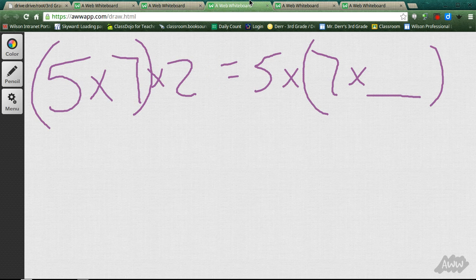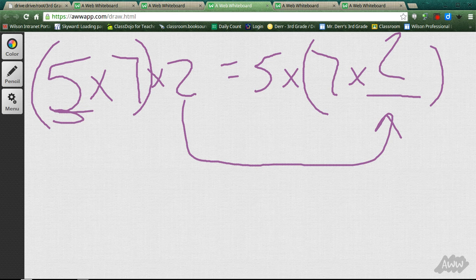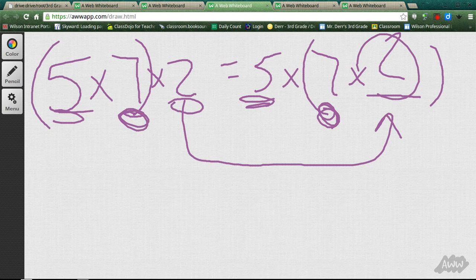So let's try that if we have 2 multiplication problems. I have 5 times 7 times 2, and 5 times 7 is grouped. Then I have on the other side of the equal sign, 5 times the product of 7 times that mystery number. So what would be my mystery factor in that problem? Well, my mystery number would be 2. You notice that I had a 5 here and a 5 there. I had a 7 here, I have a 7 here. And the only thing that was missing was my 2.